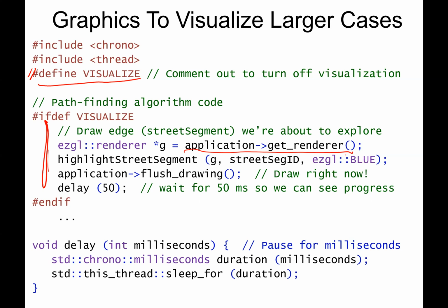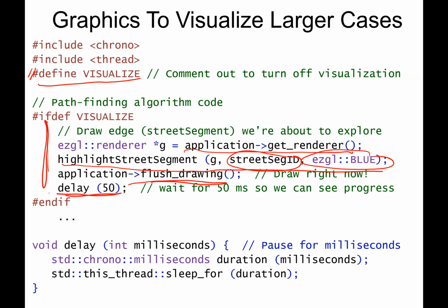All right, so I'm going to highlight the street segment. So let's say I'm searching to the next node. I know what edge I used to reach it. I can draw that. So I'm drawing the street segment here and I decided to draw it in blue. I'm not showing you this helper function, but it's easy to write. You probably wrote something like this already for milestone 2. Draw a street segment. I need to make an update right away, so I call flush drawing to say I need this graphics on the screen right now.